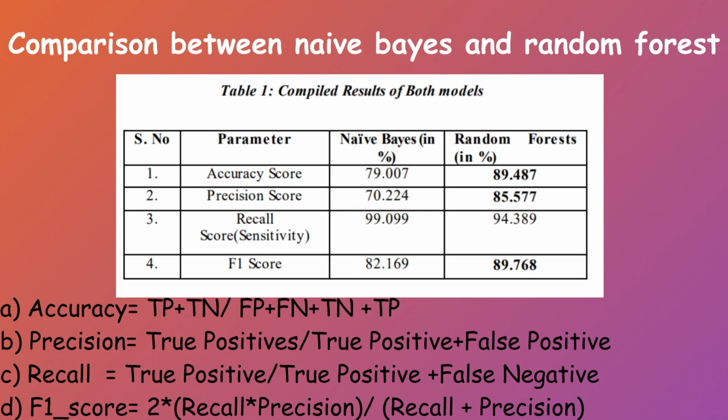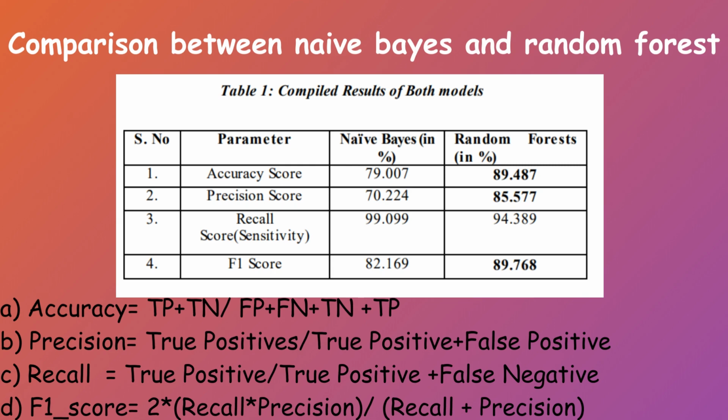Comparison between the Naive Bayes classifier and the random forest classifier. There are four parameters which are used for the comparison. One is accuracy, second is precision, recall, and F1 score. Let's get to know what those are. Accuracy means it is the ratio of correct predictions out of all predictions made by an algorithm. Next parameter is precision. Precision means it's the ratio of true positives over the sum of false positives and true positives.